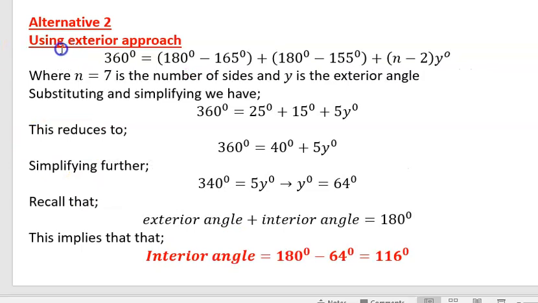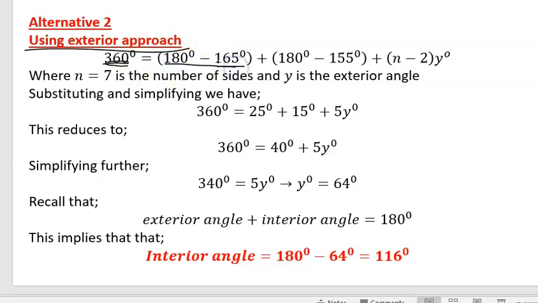Now alternative B, we can approach this by use of the exterior angle approach. Here, we already know that the sum of exterior angles adds up to, not 180, rather, 360. That is, the sum of exterior angles adds up to 360. With this in mind, we are given the interior angles as 165 and 155. Also, we know that interior angle plus exterior angle gives us 180. So to get the exterior angle, we'll take 180 minus the interior.